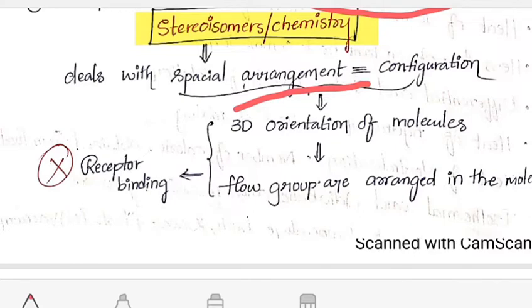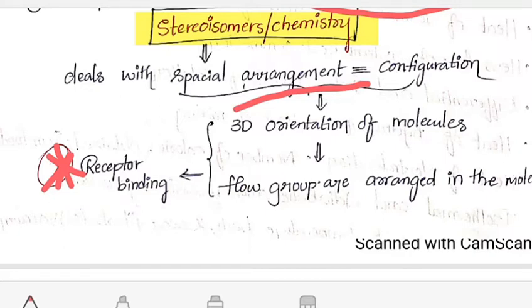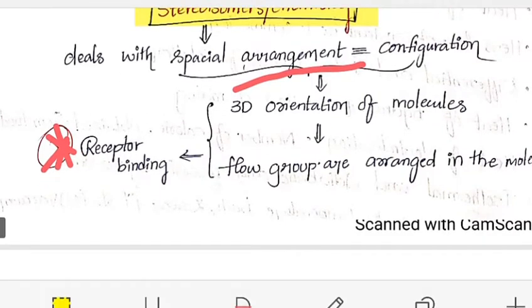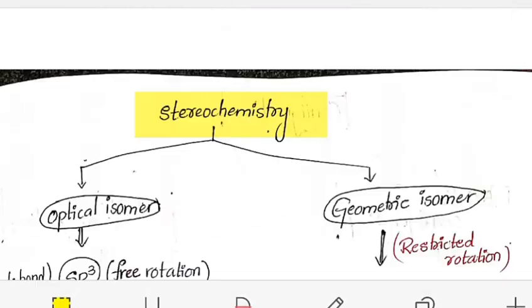An important point you have to remember is that receptor binding is mainly because of the spatial arrangement only. The 3D orientation of the molecule and how groups are arranged in the molecule may determine the receptor binding. And stereochemistry is divided into majorly optical isomers and geometrical isomers.